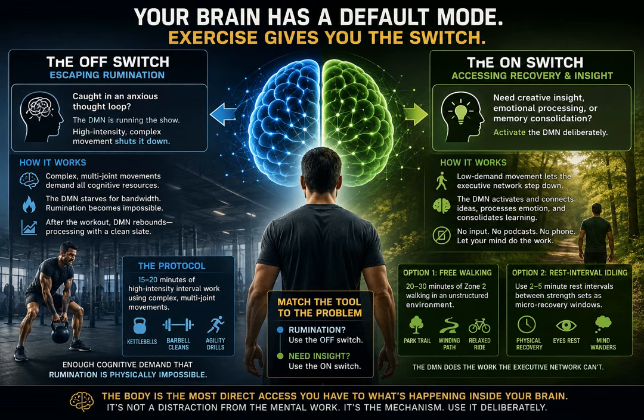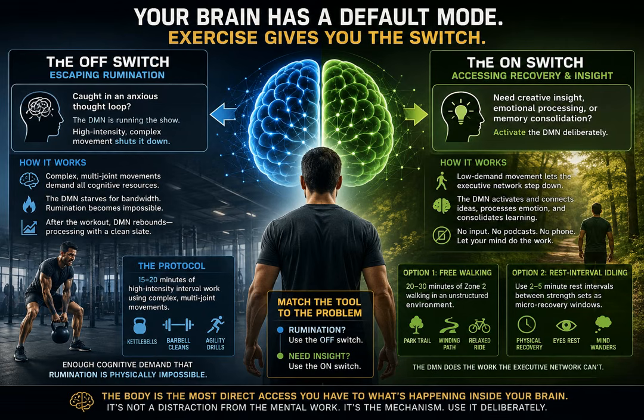Matching the tool to the problem. The framework is simple. If you are trapped in rumination, reach for the off switch. High-intensity interval work with complex multi-joint movements. 15 to 20 minutes. Enough cognitive demand that the brain cannot sustain the anxiety loop.